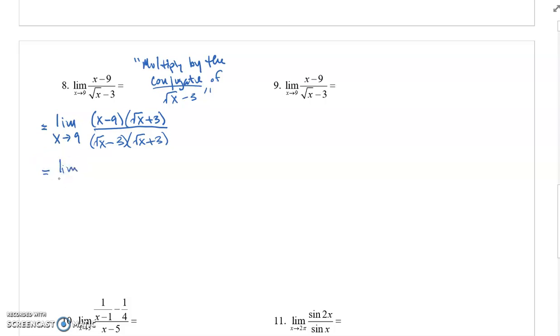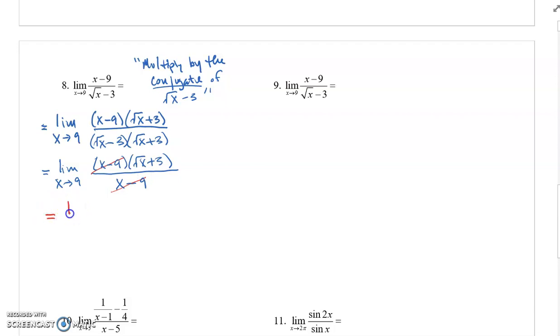The numerator, I'm not going to do anything. I'm not going to expand anything. That's just x minus 9 times root x plus 3. And here's the magic: what's the denominator? If you were to distribute that, that would be root x times root x, that's just x, minus 9. So it's a weird thing. It's almost like we're factoring, but not. We multiplied by the conjugate, and we get the x minus 9s to now cancel.